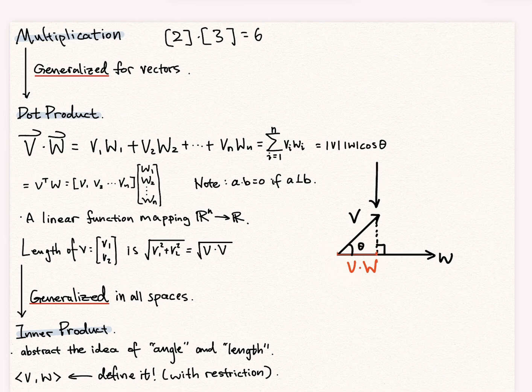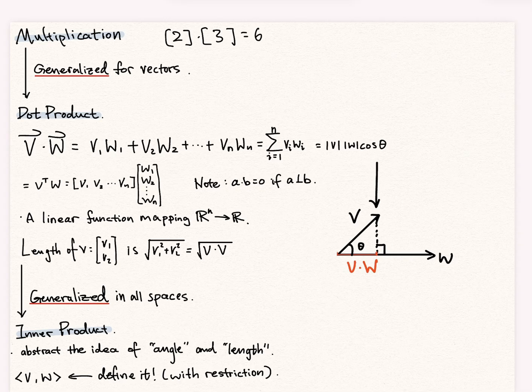vector, of this segment. Another good intuition for dot product is looking at it as a linear function mapping R^n to R, where n is the number of elements in the vector. So this is a way you can write it, where it is a 1 by n matrix times an n by 1 matrix, resulting in a scalar.